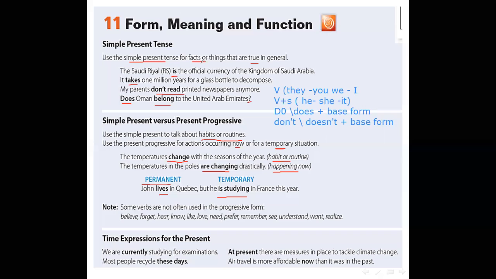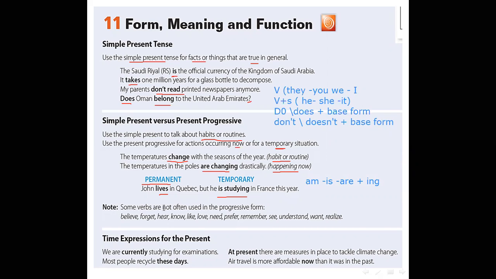Excellent. Now, what is the form of present progressive? Excellent. It's verb to be, am or is or are, plus ing, verb plus ing. Excellent, my dear students. Keep in mind this note, please.